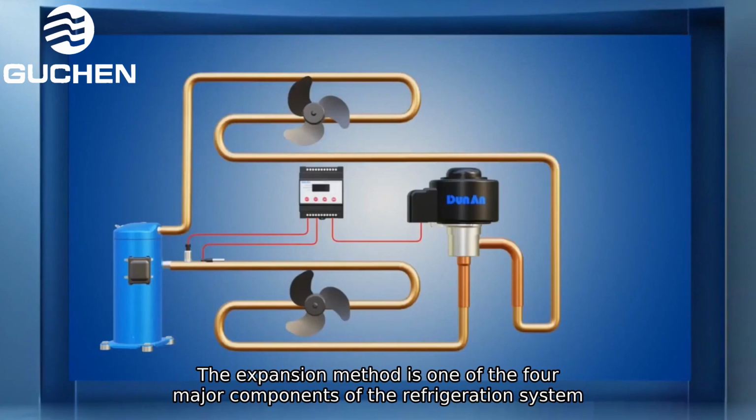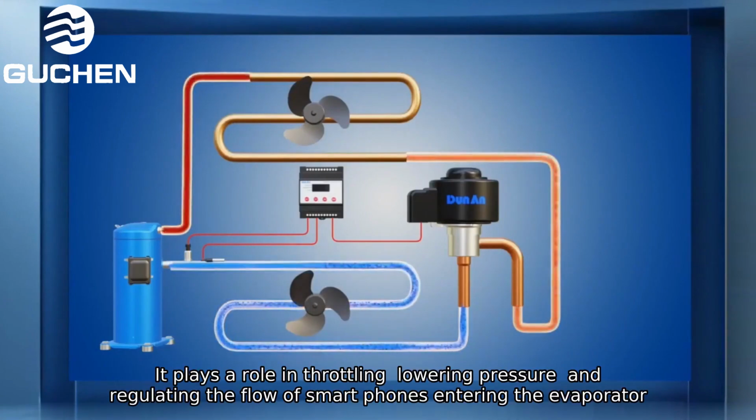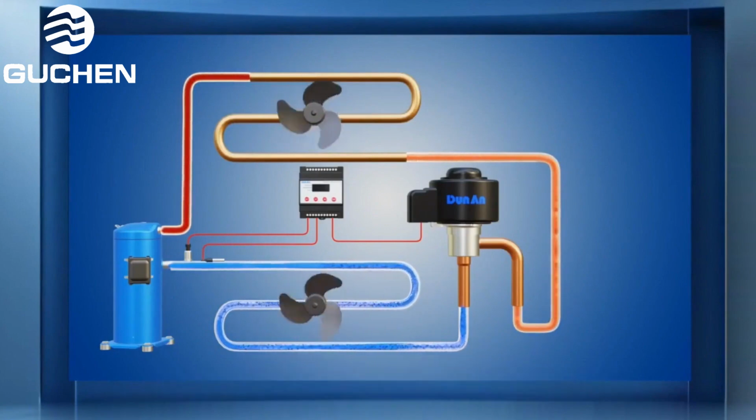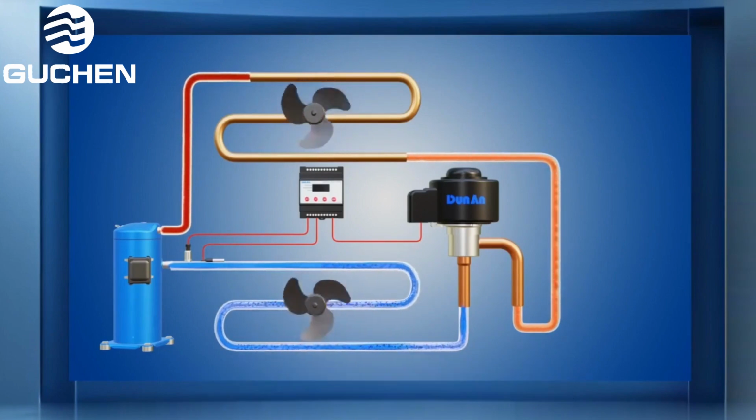The expansion valve is one of the four major components of the refrigeration system. It plays a role in throttling, lowering pressure, and regulating the flow of refrigerant entering the evaporator, compared to other throttling devices such as capillaries and thermal expansion valves.